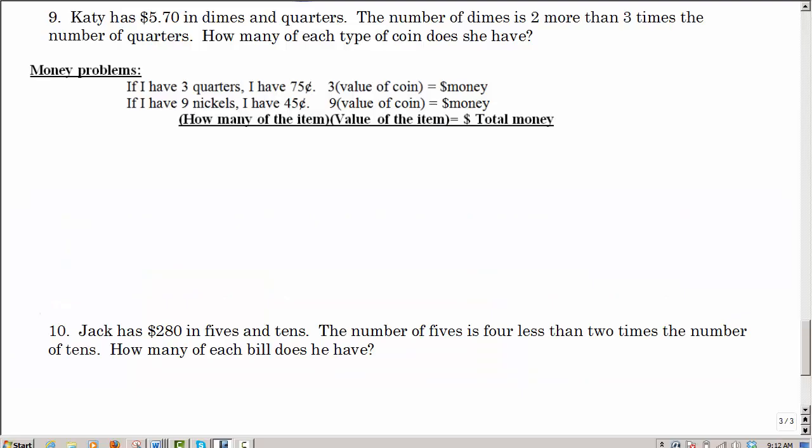So, number 9, Katie has $5.70 in dimes and quarters. The number of dimes is 2 more than 3 times the number of quarters. How many of each type of coin does she have?